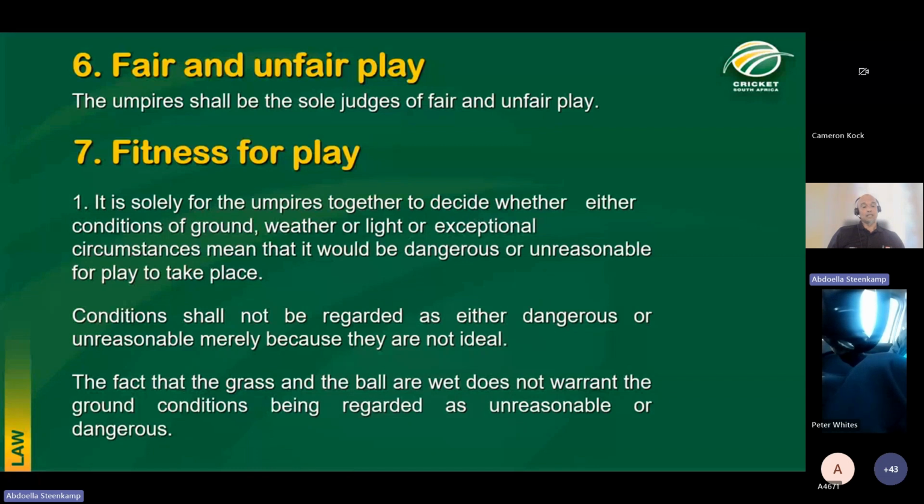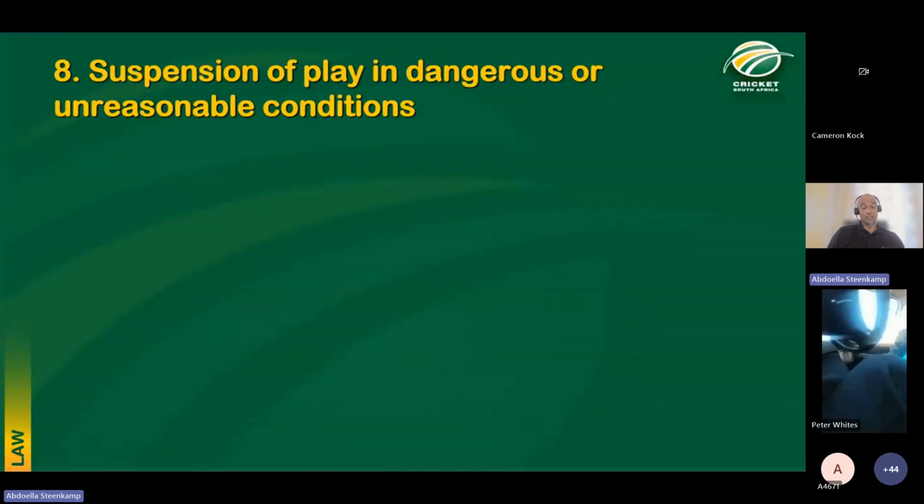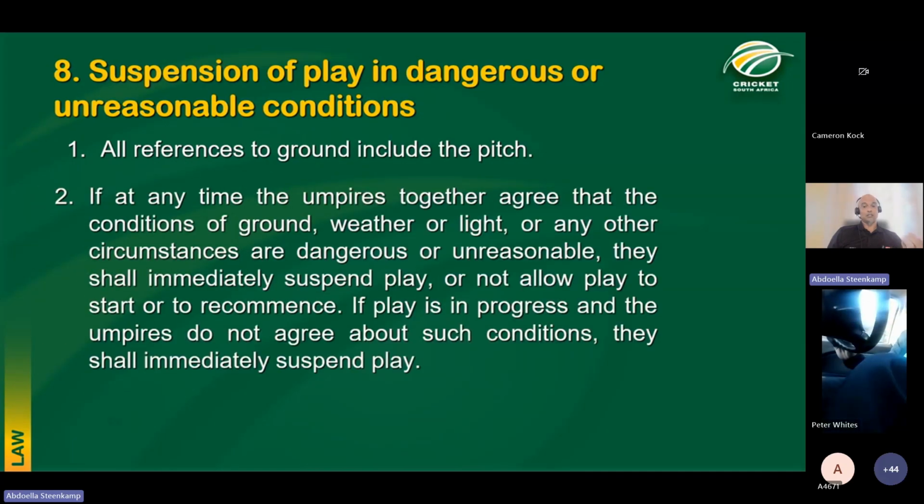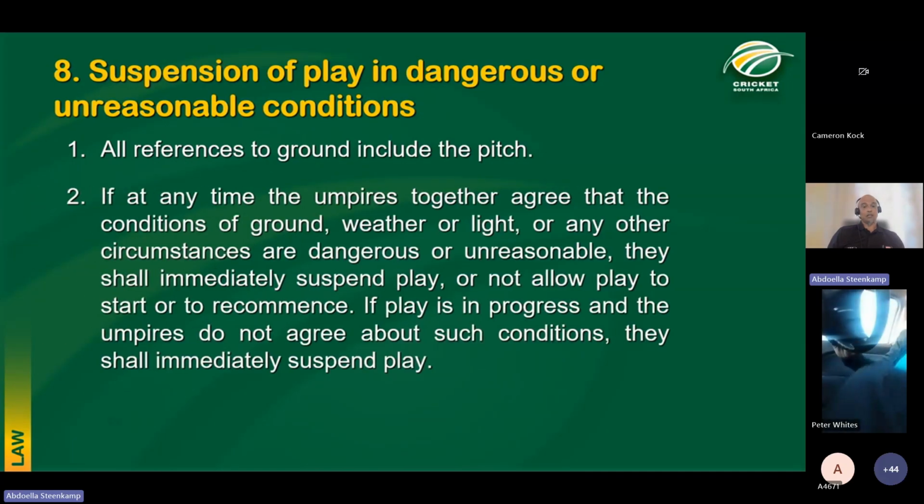Sometimes the grass might be slightly wet, and yes, there's, let's say, a little bit of dew early morning, and then the ball is slightly wet. The law just guides us by saying, yes, the ball is slightly wet, but that doesn't necessarily mean that conditions are unreasonable or dangerous.